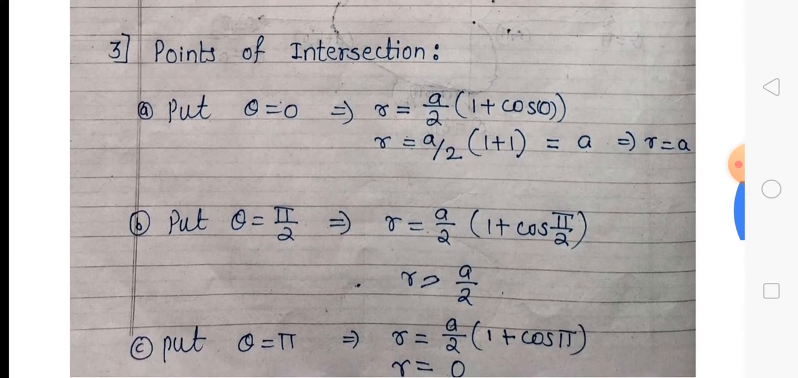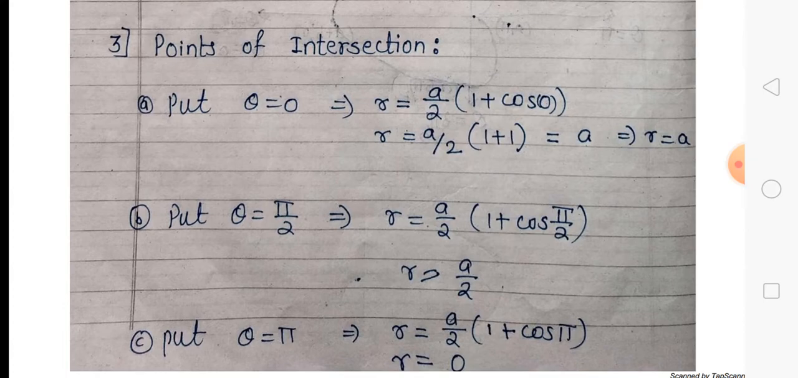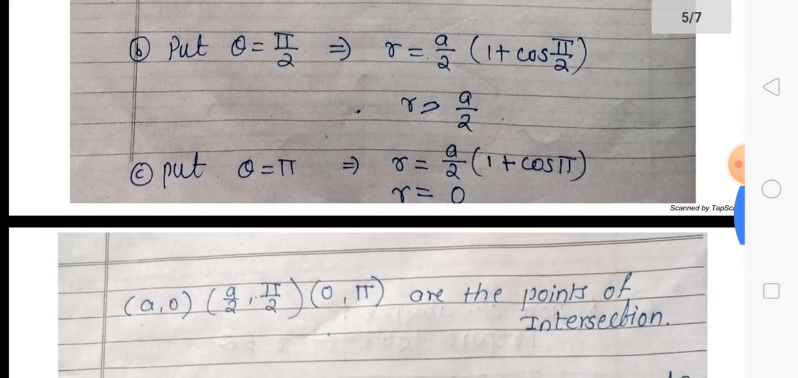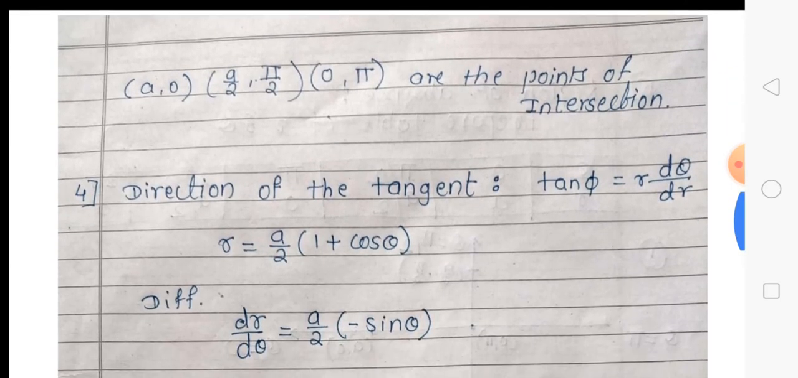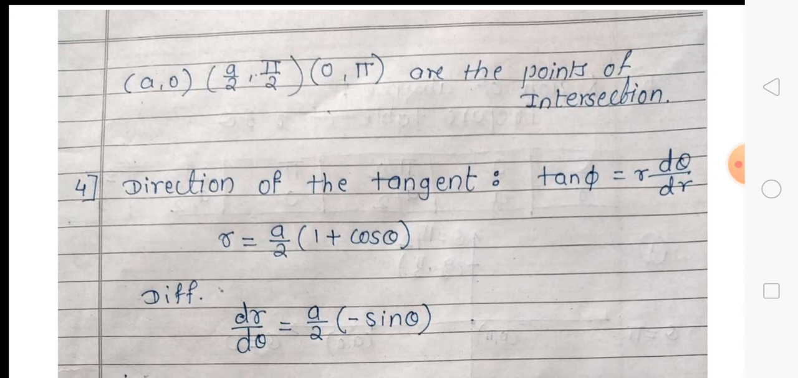Next is the point of intersection. Put theta is equal to 0. Then we get r is equal to a by 2 times (1 plus cos theta). Simplifying this, we get r is equal to a. In this way, we find all the points of intersection. Here we get the points of intersection (a, 0), (a by 2, pi by 2), and (0, pi).